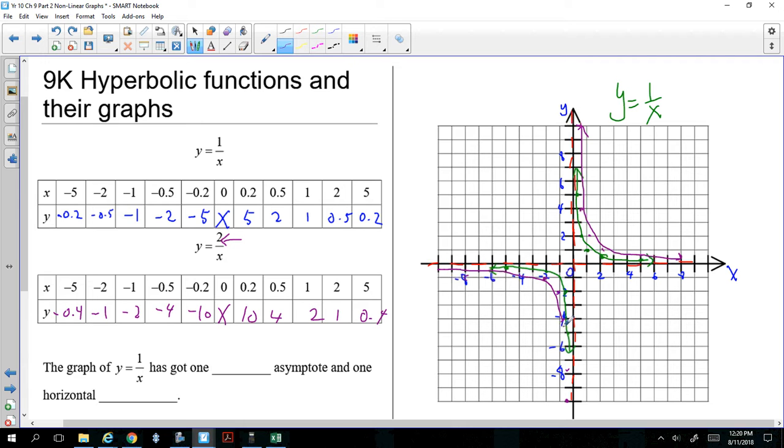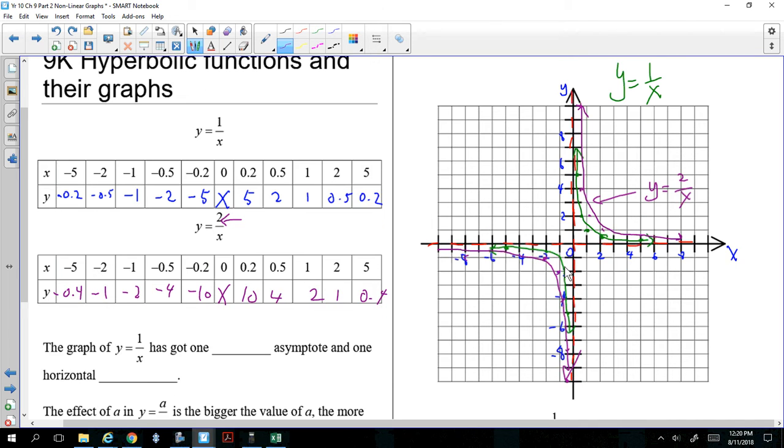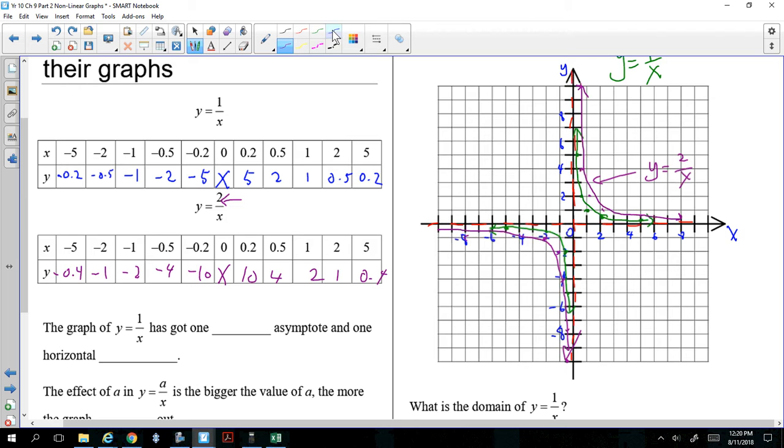Okay, good. So they have the same asymptote, except that the 2 on the top just stretches out the graph. So you just stretch this out a bit. But they still have the same asymptote. You'll still approach the x and y axis. So we're going to write down in summary. So basically the graph of this has got one vertical asymptote. There's a vertical line here that gets closer and closer, and there's one horizontal asymptote. So there's 2 asymptotes.